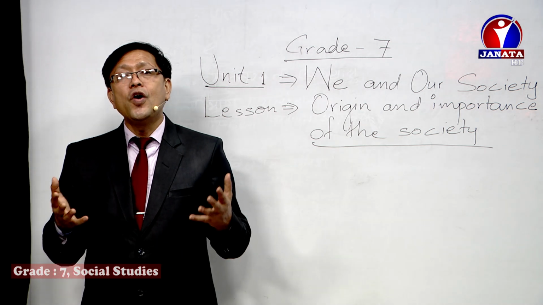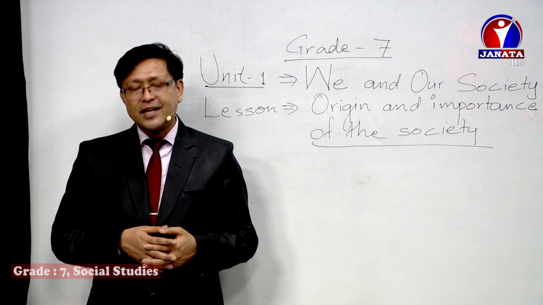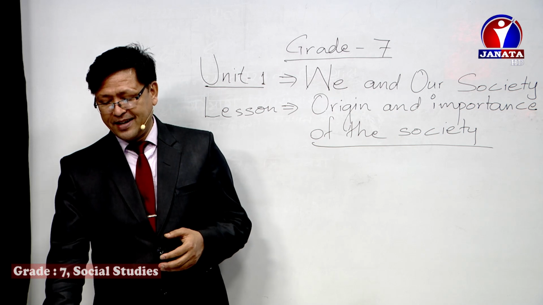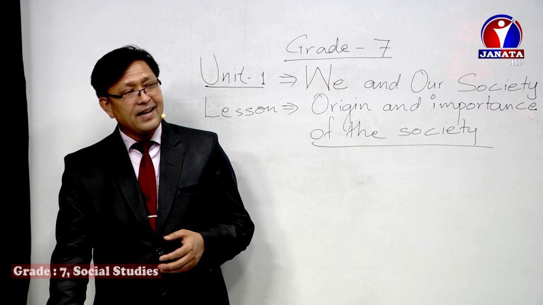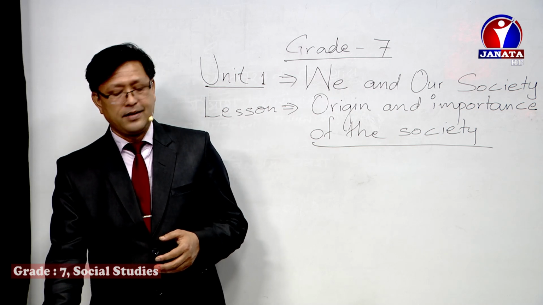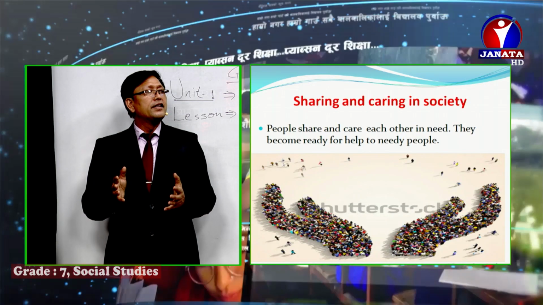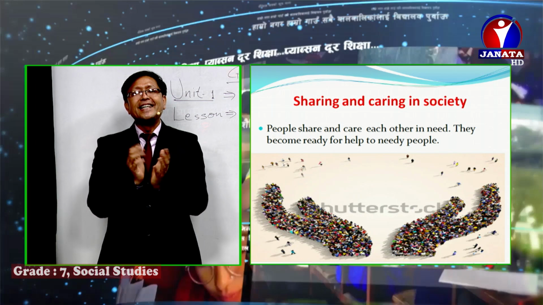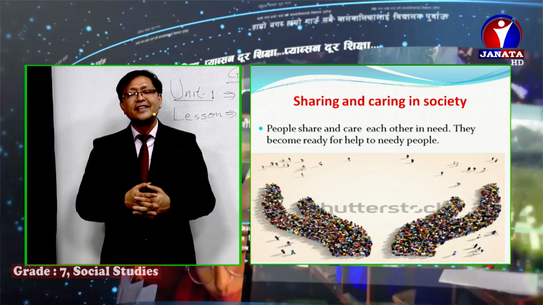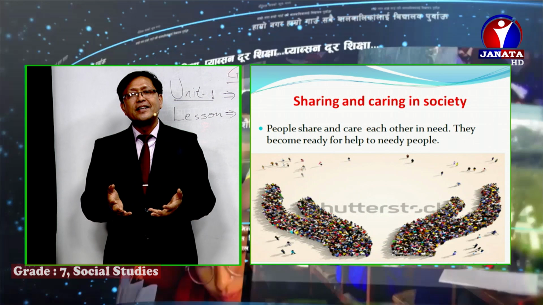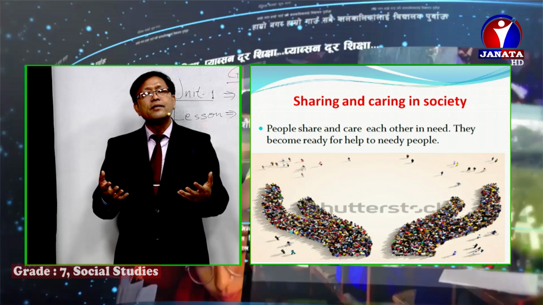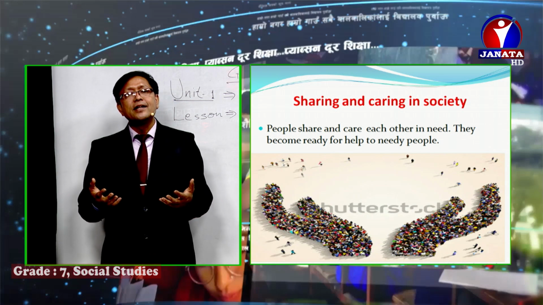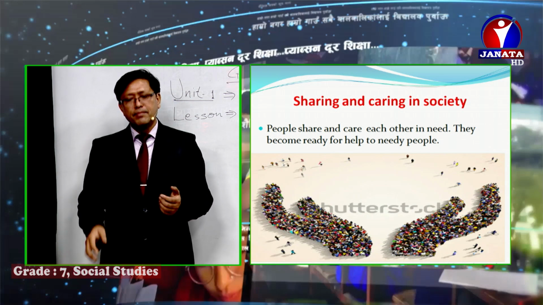Why? Because we all live in society. You can see in the image. Look at that. Are you seeing the image? You can see two hands, which symbolize that we care. We share our feelings. We help each other. Why? Because we live in society, and we work for the common purpose.